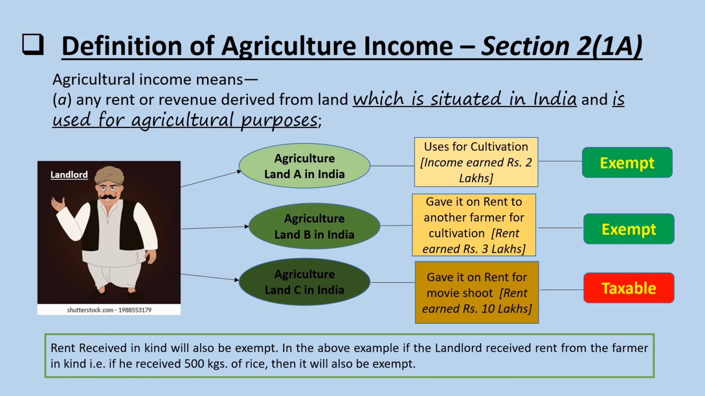Rent received in kind will also be exempt. In the above example, if the landlord received a rent from the farmer in kind, that is, he receives 500 kgs of rice, which is equivalent to the rent of rupees 3 lakh, then in that case also it will be exempt.